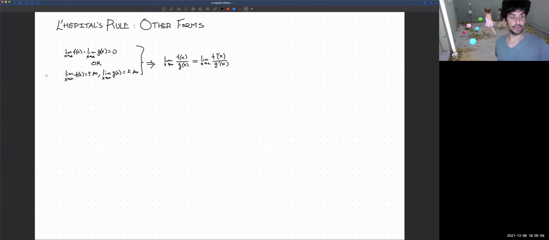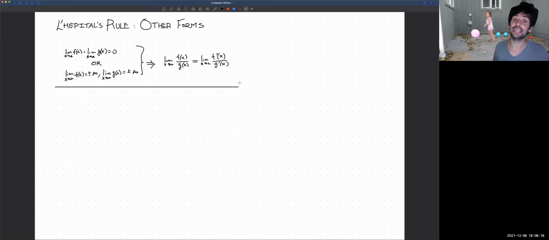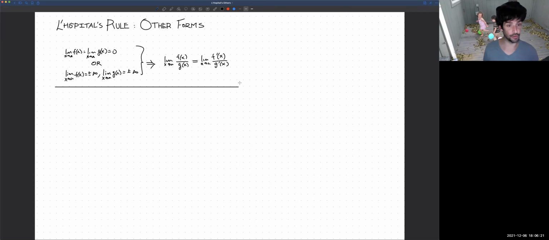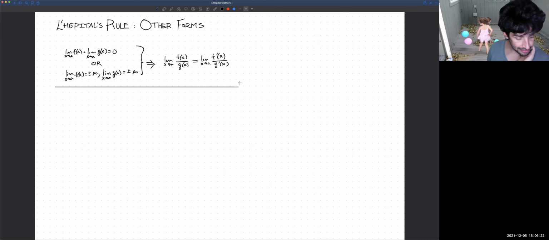So we're going to look at, I'm calling it other forms, but really all we're looking at is, what if the thing you're looking at doesn't fit into one of these? Can you ever use L'Hopital's rule? And the answer is you can if you can make it fit into one of these forms. So let's do an example to make clear what I'm saying.